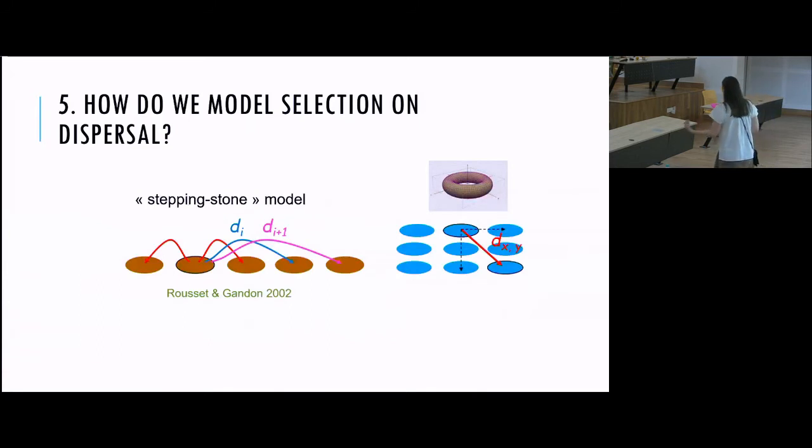Then early on in the history of population genetics, did you already discuss this kind of model for coalescence? Okay.